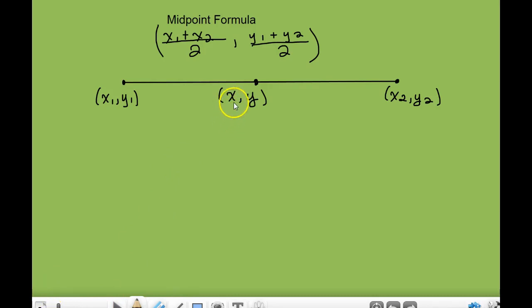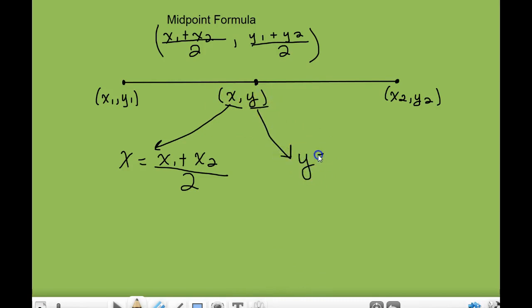So this is how the formula works. If I'm trying to find the x coordinate of the midpoint, I take my x1 plus my x2 and I divide it by 2. So that's how I find the x coordinate of the midpoint. And then when I want to find the y coordinate of the midpoint, I take my y1, which is here, plus my y2, which is here, and divide that by 2. So you're just plugging in.